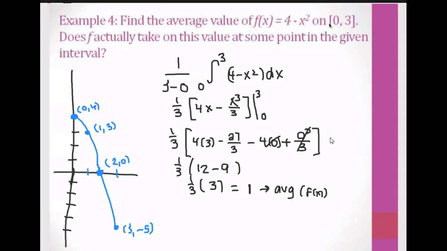It doesn't ask me for the average value, though. It asks me to determine, does the function take on the average value? Just like for MVT, what we did was say, okay, what is the slope of the secant? Does the derivative equal the slope of the secant? So in this case, what is the average value? Does the function ever equal the average value? So we're going to set 4 minus x squared equal to 1.